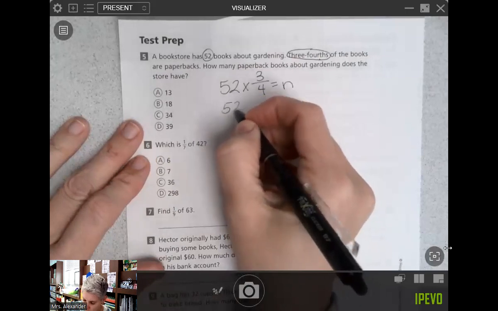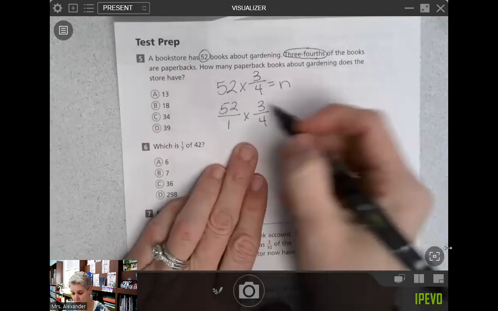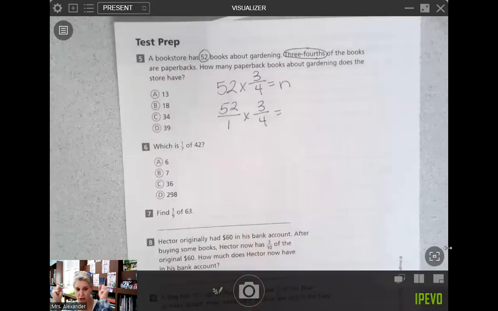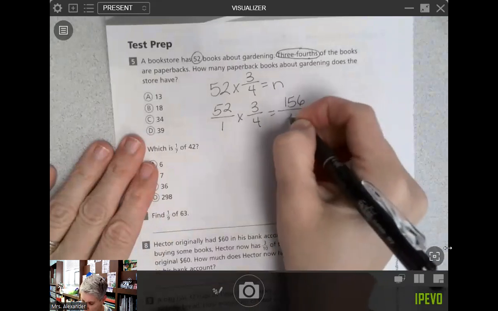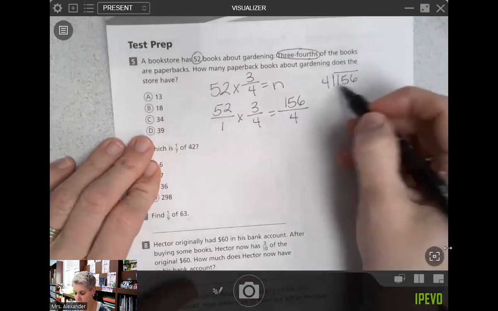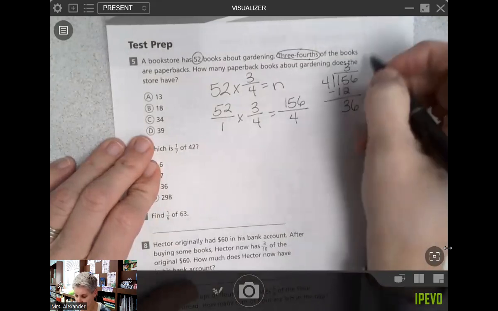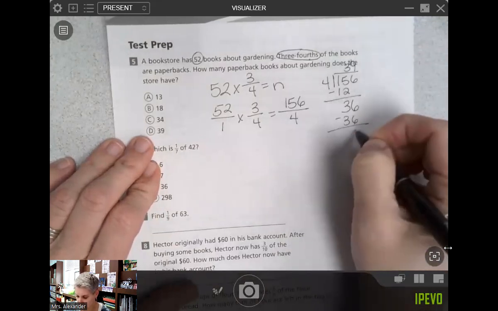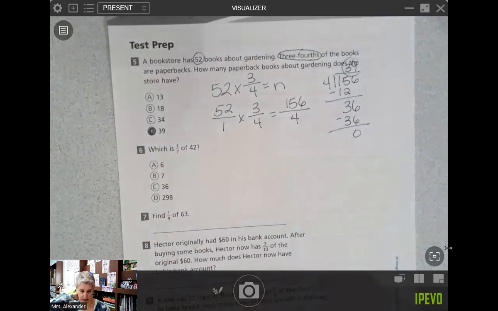So what I'm going to do, as we said in class, if it's a whole number, I'm going to put a 1 under it. I'm going to multiply. Multiplying fractions, I go straight across. No more common denominators. So I would have 156/4. And then I would do 156 divided by 4. 4 goes into 15 3 times. Subtract, bring down. 4 goes into 36 9 times. So we have an answer of 39 of those books are about gardening. So this would be the way we could solve it as an equation. If you drew out the picture, that's okay too.